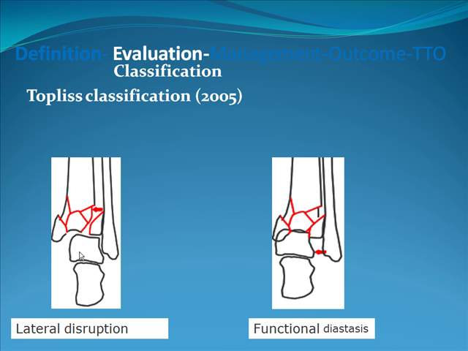Again, what is new in the Topliss classification is what they call lateral disruption and functional diastasis. In lateral disruption, I see the disruption at the fracture line there, but there's no disruption at the ankle joint itself, contrary to the functional diastasis, where there's diastasis at the joint level.